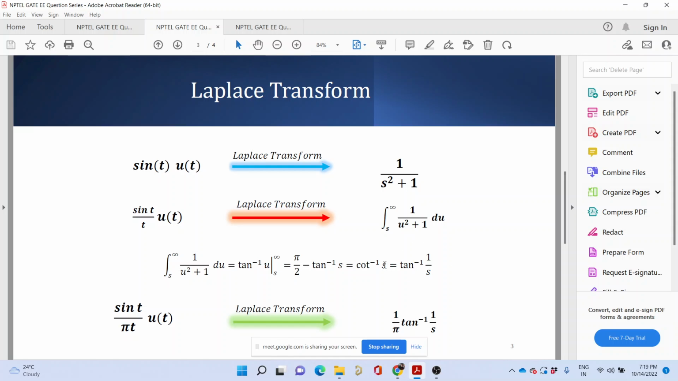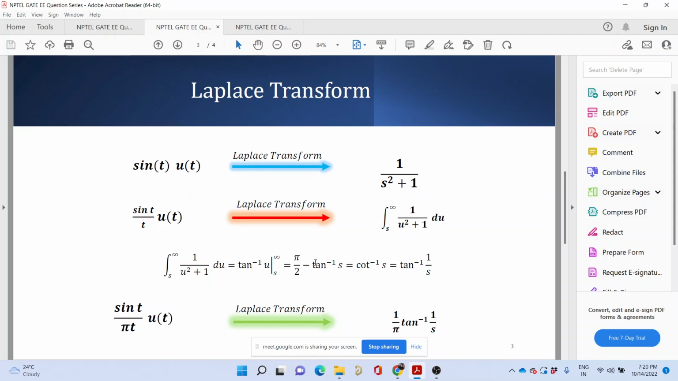You can check my steps. The integral from s to infinity of du divided by u square plus 1 is tan inverse of u. Okay, so with limits from s to infinity, at infinity tan inverse becomes pi by 2. So it is pi by 2 minus tan inverse of s.